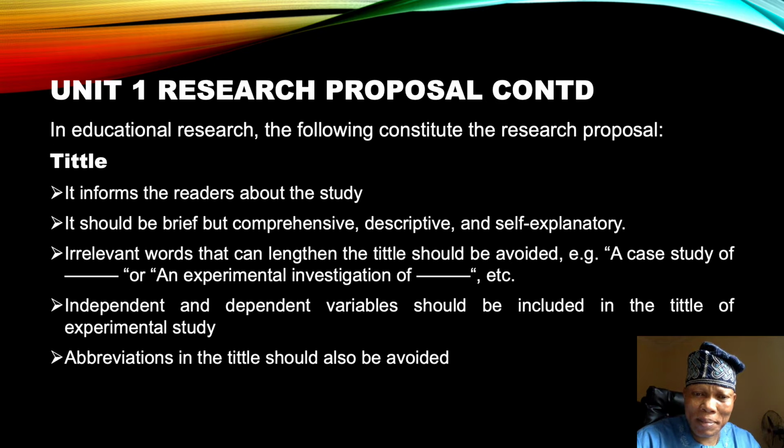Now, when you are talking about research proposal, the first thing there is the title. That is the title of your thesis. And you have to take into consideration the following. It informs the readers about the study. It should be brief but comprehensive, descriptive, and self-explanatory. Irrelevant words that can lengthen the title should be avoided, e.g., a case study, an experimental investigation, etc. Independent and dependent variables should be included in the title of an experimental study. Abbreviations in the title should also be avoided.